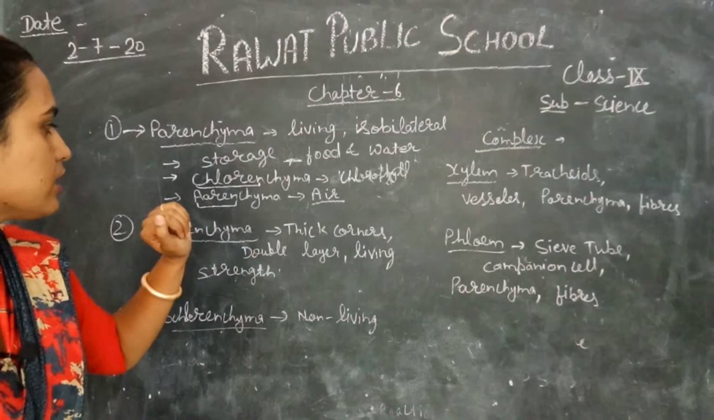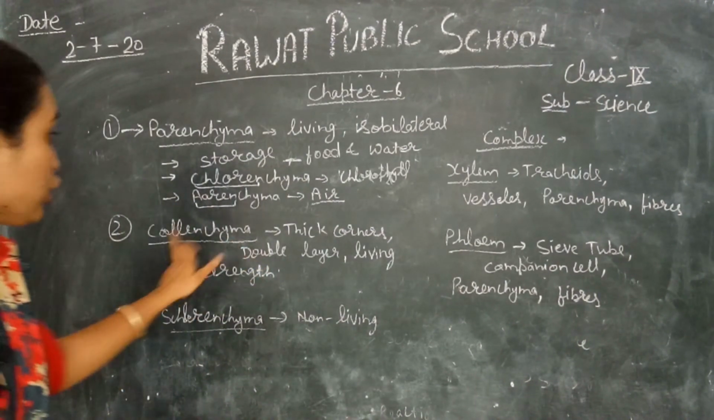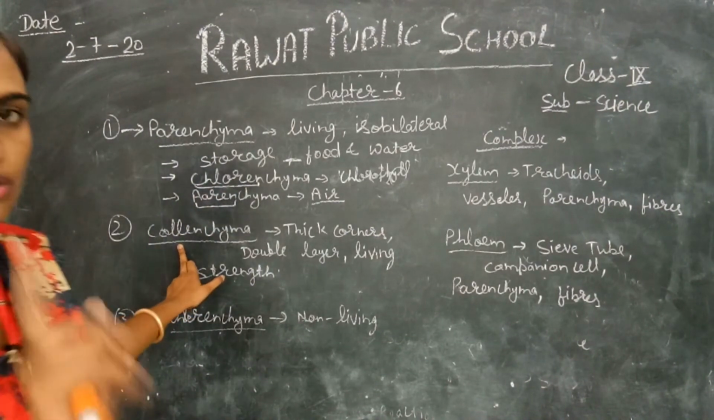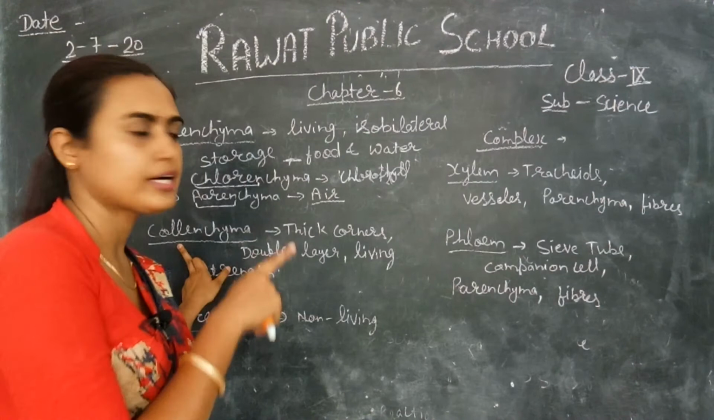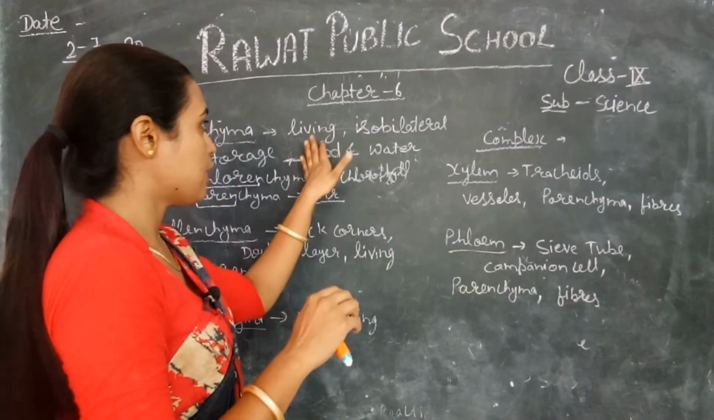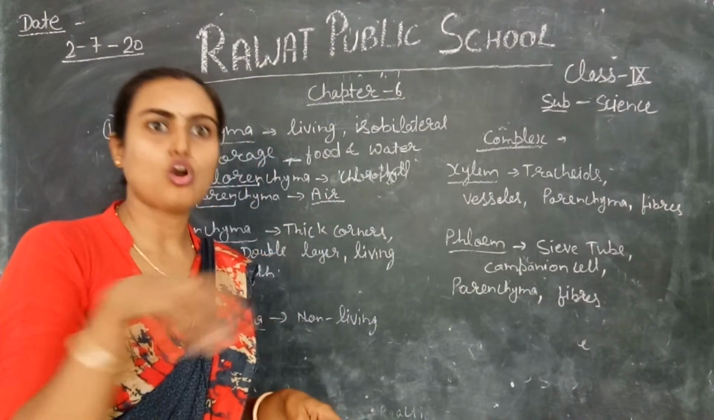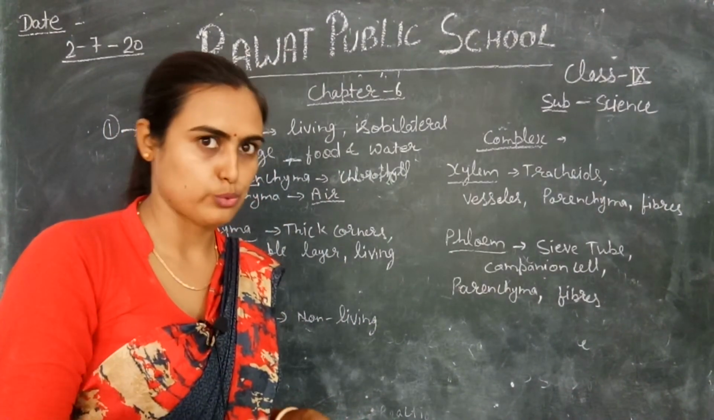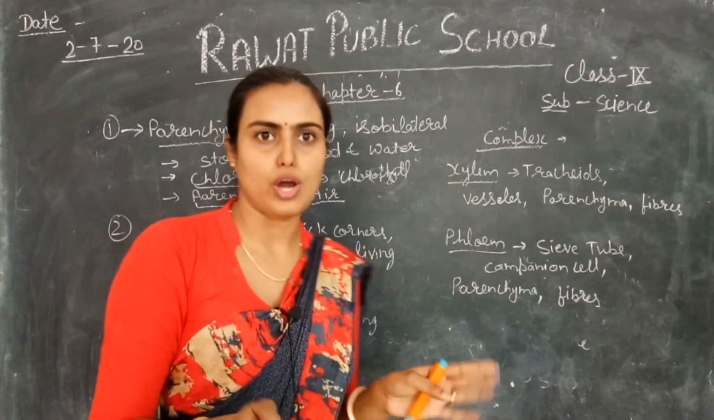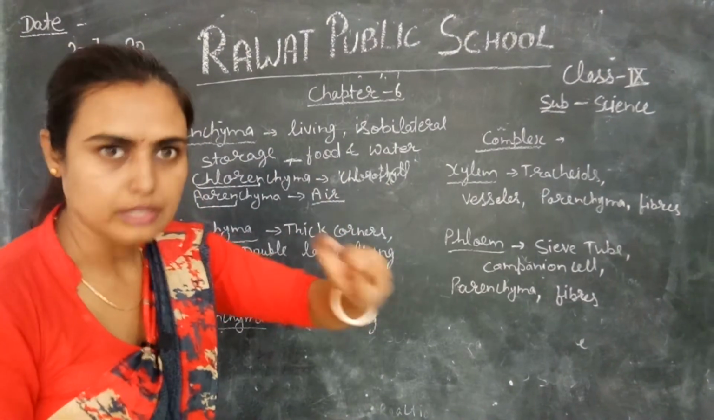Now we will move on to the next type, the collenchyma, not chlorenchyma. This is chlorenchyma, this is collenchyma. One more thing I will tell you about parenchyma. The cells which form parenchyma are thin in nature, thin walls are present, made up of cellulose also. So the plant cell wall is obviously made up of cellulose, no doubt, right? So their wall is thin.